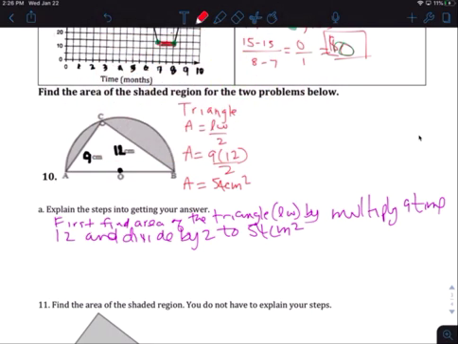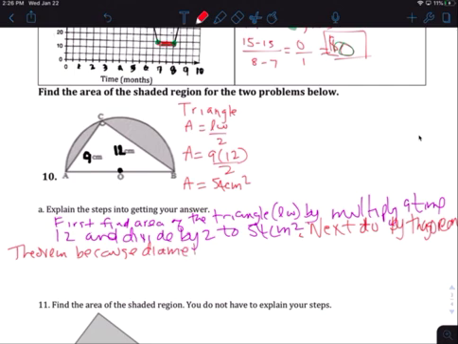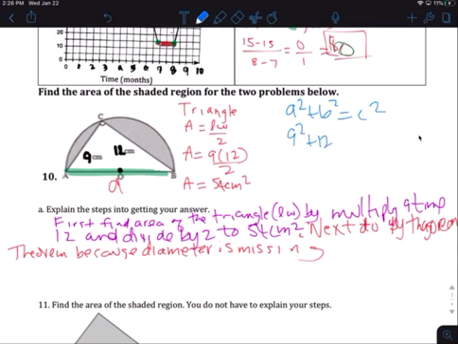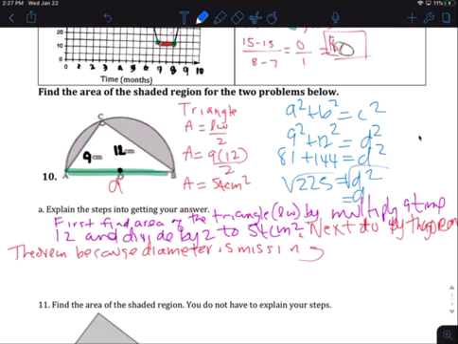Next do Pythagorean theorem, because diameter's missing. Right here's the diameter and it's missing. So we do a squared plus b squared equals c squared. A is 9 squared plus 12 squared equals diameter squared. 81 plus 144 equals diameter squared. Add that together, you get 225 equals diameter squared. Take the square root, d is 15. So diameter is 15. If diameter is 15, radius is 7.5.